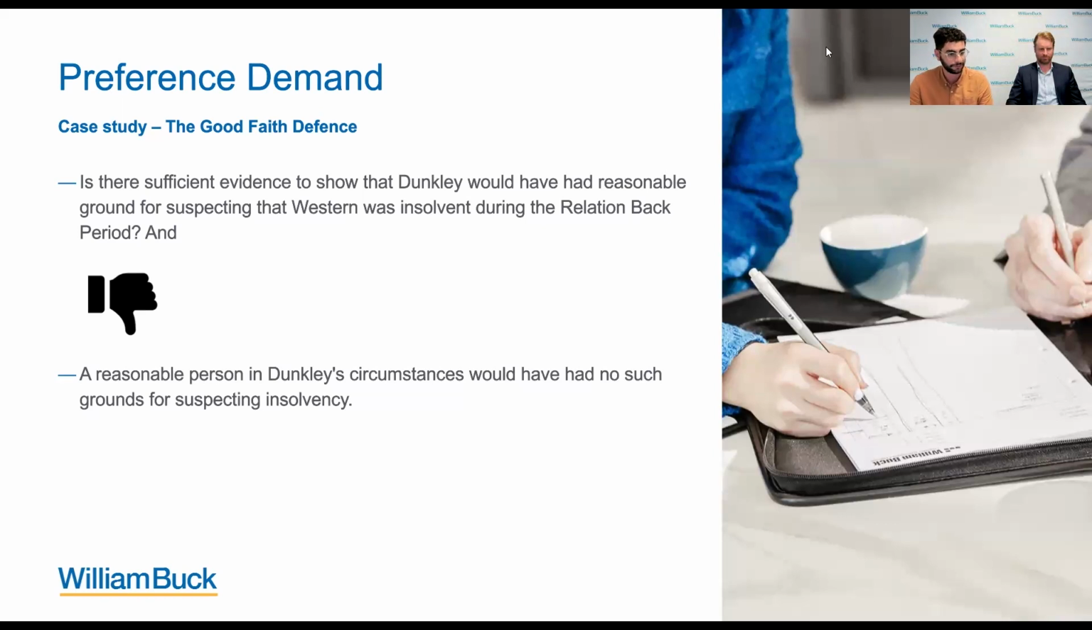So we wouldn't think that there would be sufficient evidence to show reasonable grounds for suspecting that they were insolvent. And then looking at whether a reasonable person would have no such grounds, we would say yes, that's correct. So in that instance, the good faith defence would be available to the company, and that would just knock the claim back to nil, as opposed to your running account defence, which would have reduced it to 20K. So in this instance, the advice would be to go for a good faith defence to reduce that claim to zero.